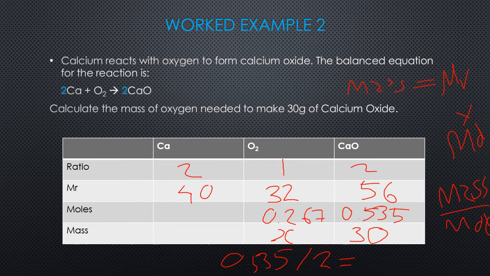So now that we have the moles of oxygen and we have the MR of oxygen, we can easily work out the mass of oxygen that is required. All we need to do is we need to times 32 times 0.267 to get X. Therefore, what you should see is that X is 8.5 grams. And there you have it.